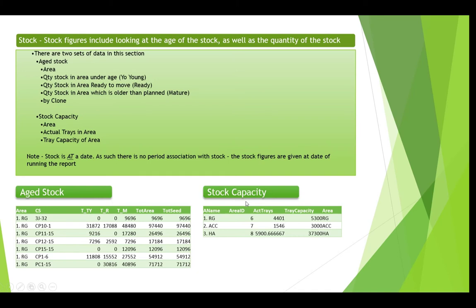And then the other data set which we've decided to include, and this is a little bit of a change on NIMS, is that we've added tray capacities to area, so we can actually now have a look at actual trays in the area and just monitor your actual area utilization in terms of stock.